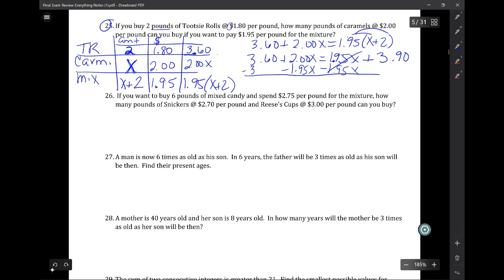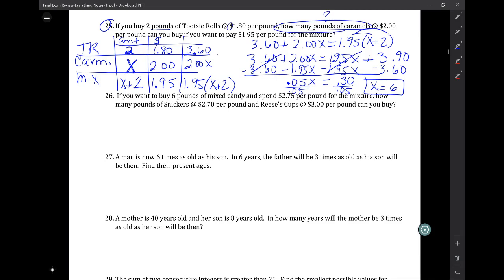I strongly encourage you to use a calculator if you don't trust your decimal placement, because $2 minus $1.95 is 0.05, not 0.5, and this is going to be equal to 0.30. So when I divide 0.05 to the other side, I get x equals 6. So it asked how many pounds of caramels you bought. That was the question that we had to answer, and it would be 6 pounds. 6 pounds of caramels.